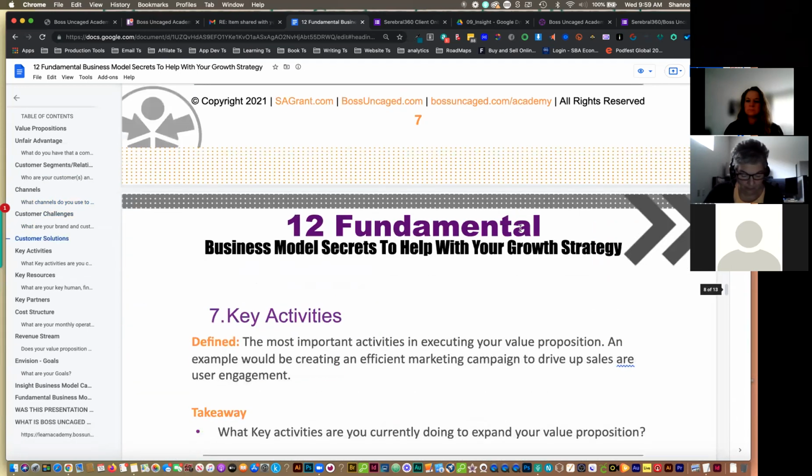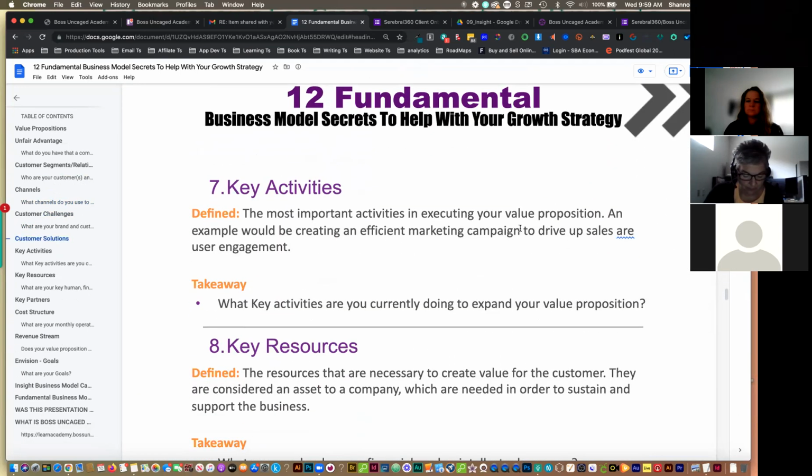Number 7 is the key activities. So, we talked about the first 6 things, which is just the first half.